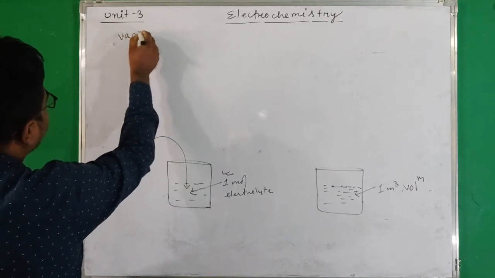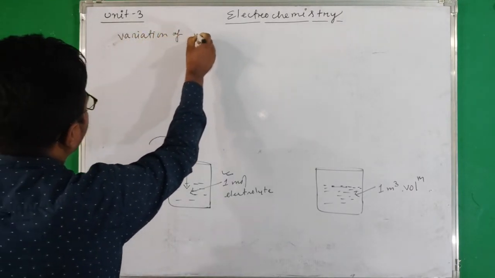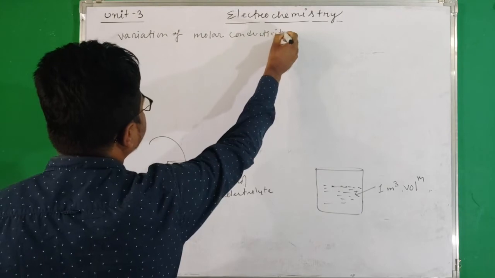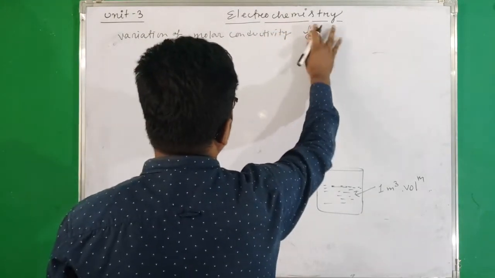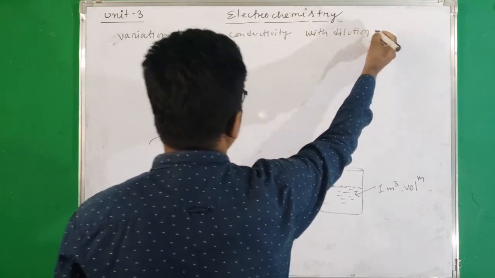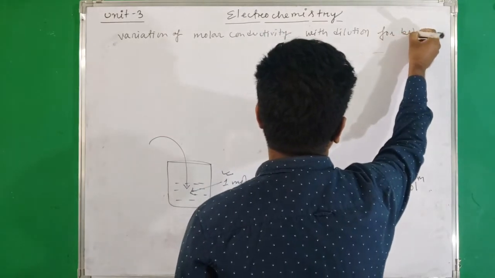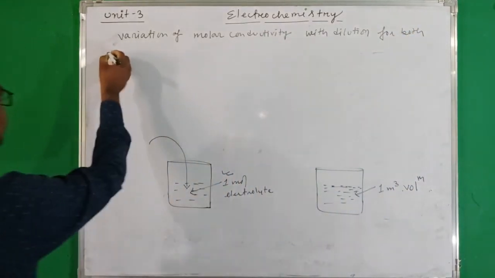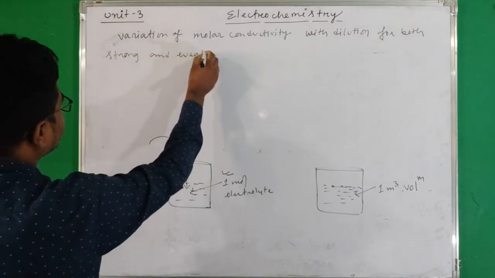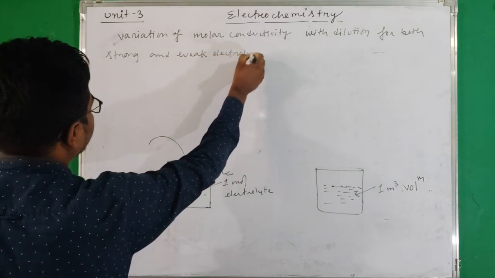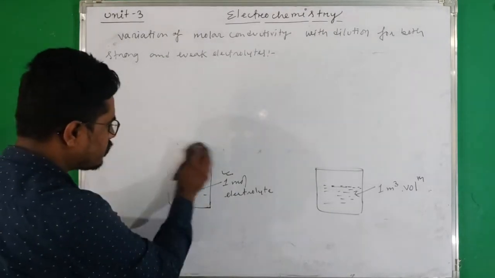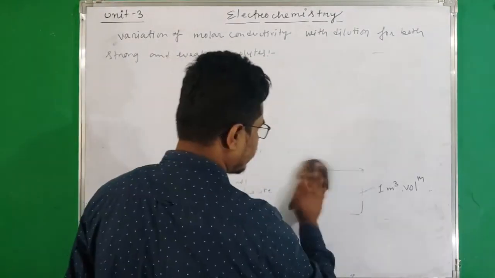Now we will discuss variation of molar conductivity with dilution for both strong and weak electrolytes. There are two types of electrolytes. One is strong electrolyte and another is weak electrolyte.